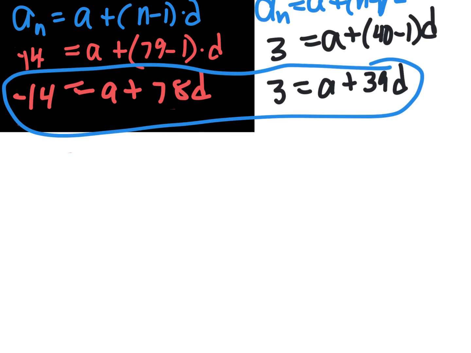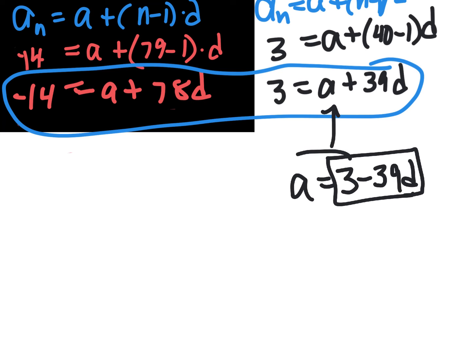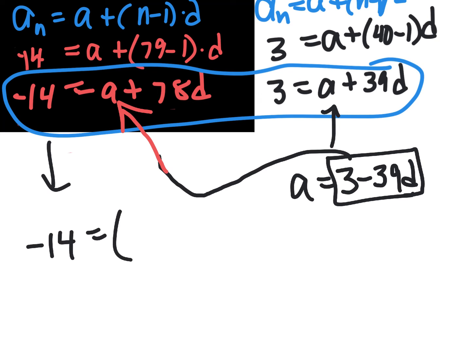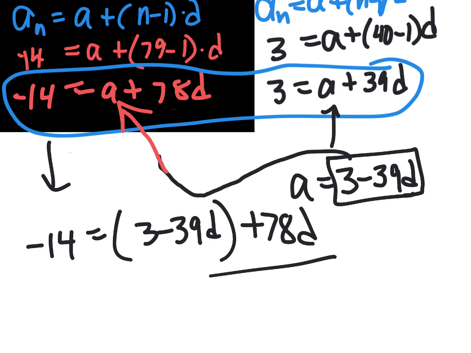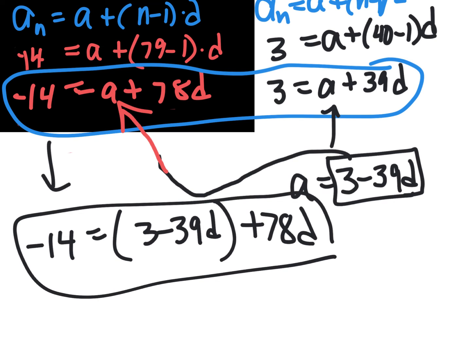I'm going to get this solved for A quick. A would be 3 minus 39D, and then I'm going to put that over in the other equation where the A is. I'm going to start using red so it shows up better right there. And then I'd have, bringing this equation down, negative 14 equals, instead of A, I put 3 minus 39D plus 78D. Do you get now? I have an equation with only D in it, and it's easy to solve for D.